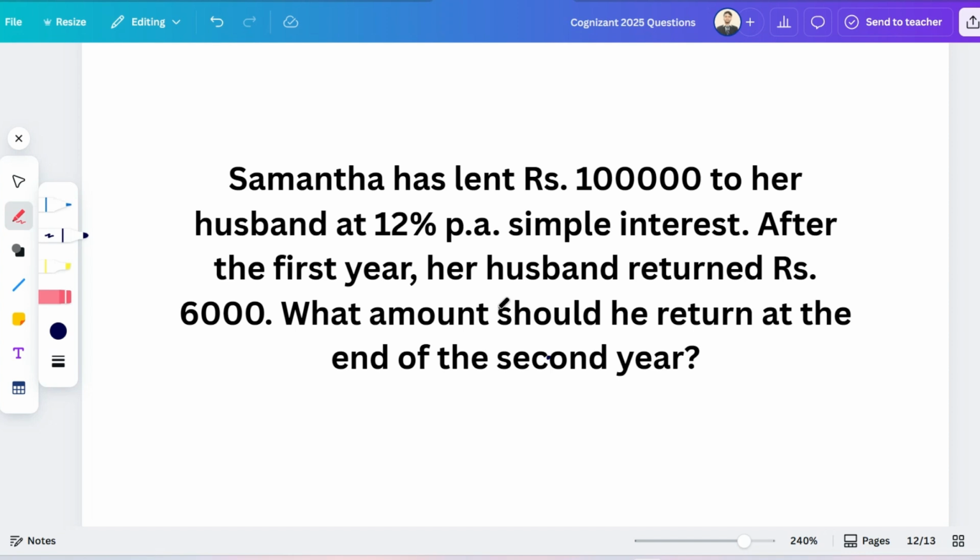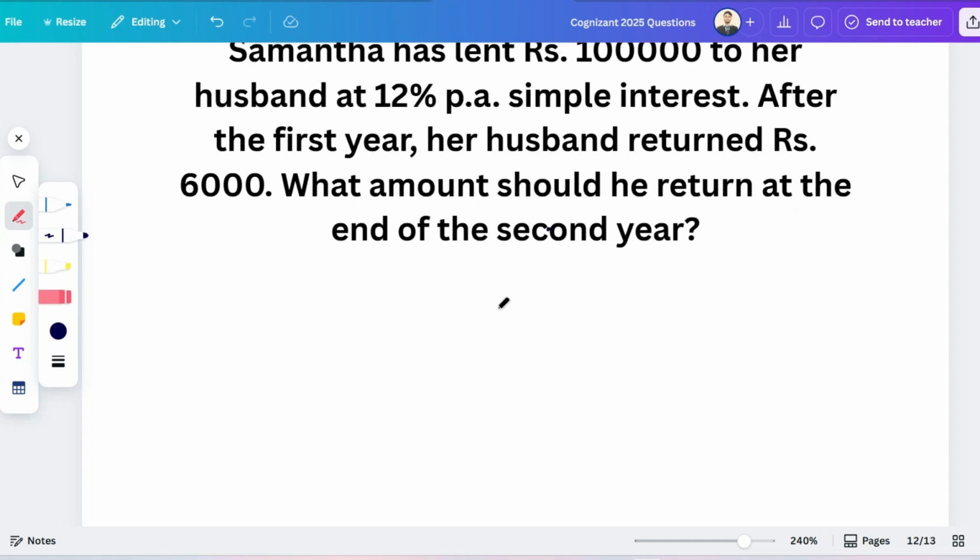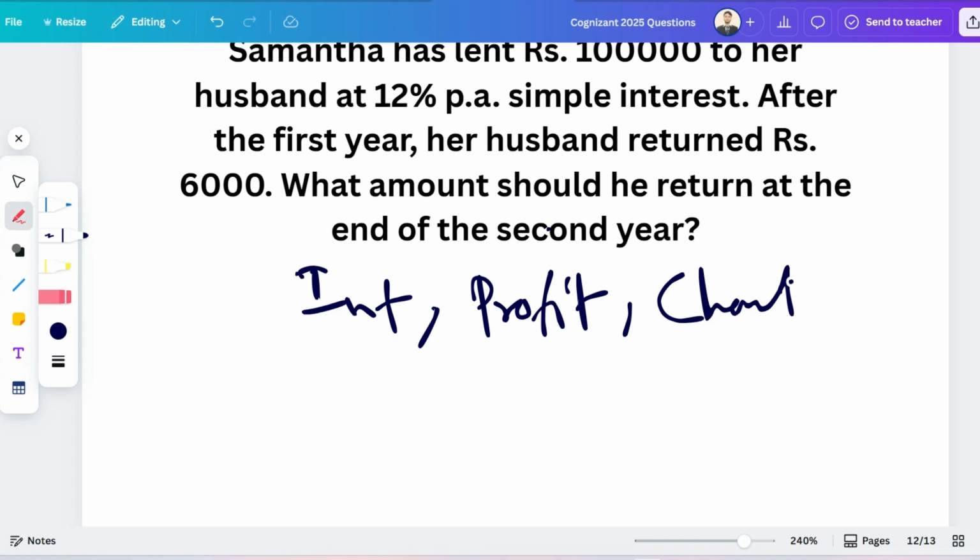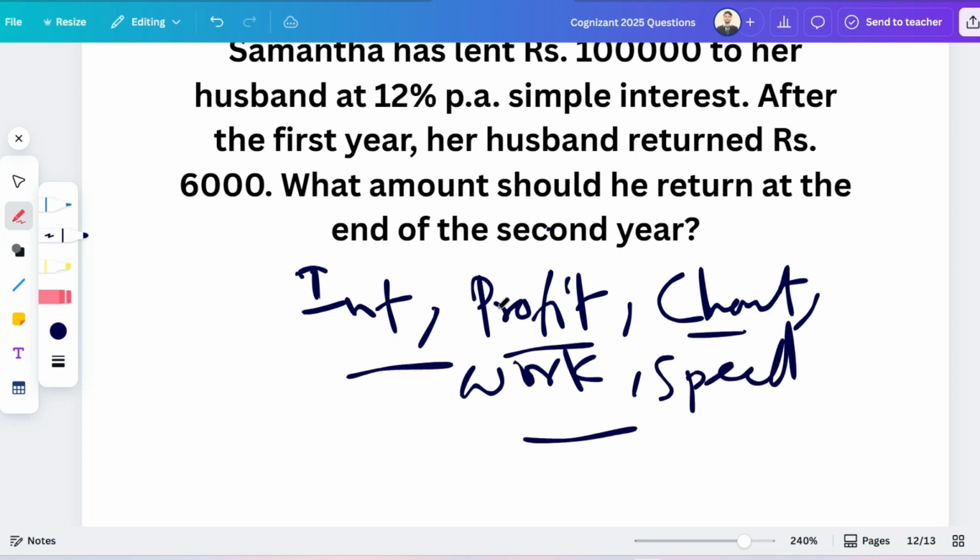As you can see, guys, most of the questions being asked in Cognizant are from simple interest, compound interest, that means interest from interest, then profit and loss, then chart based questions, then work, speed, time. So these are the main chapters they are going to ask you. Be prepared with these chapters. You can at least achieve 50% if you perform well in these few chapters.